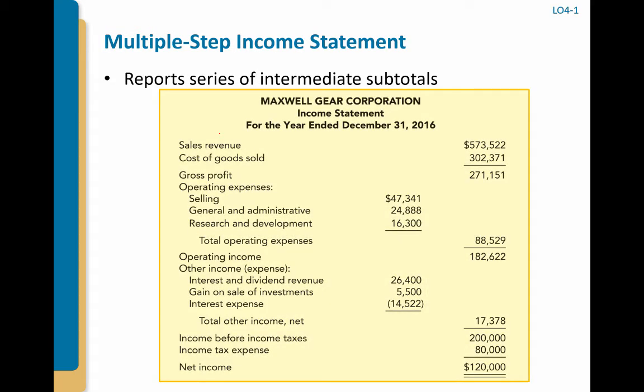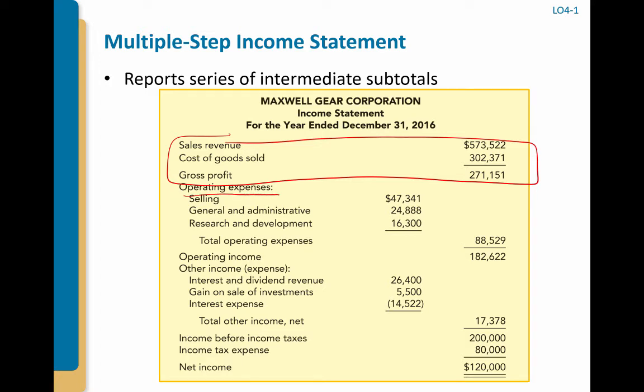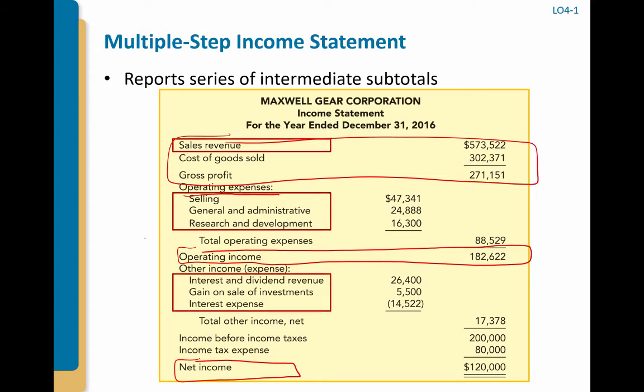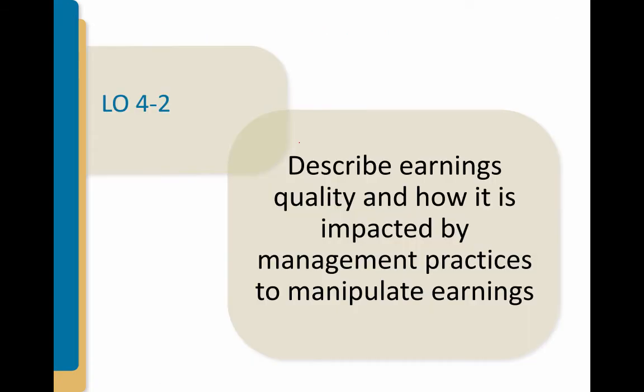Then the multi-step, which is probably the most common, has our normal sales revenue minus cost of goods sold equals your gross profit. Then it gives you your operating expenses to get to your operating income, and then to finally get to your net income. So please be sure you know both methods, and you will be preparing these in your homework.